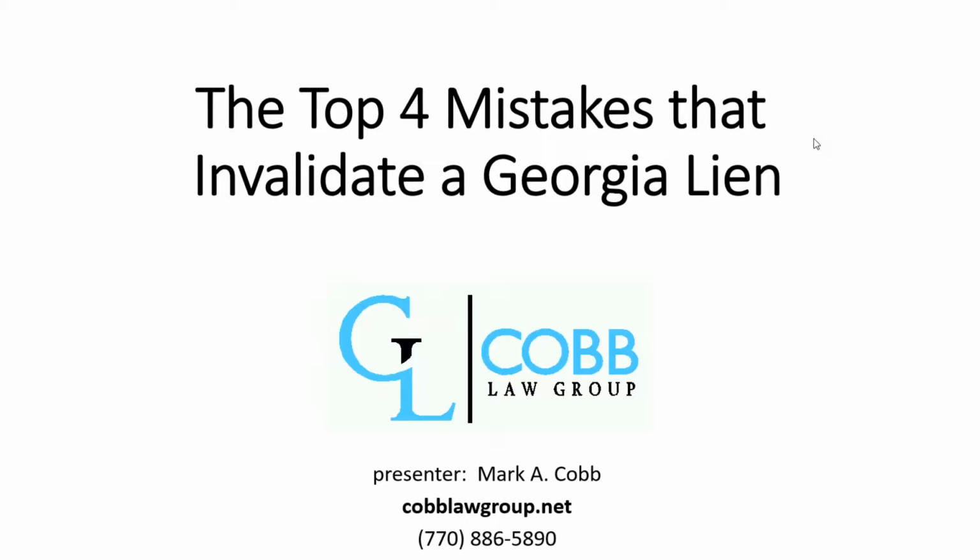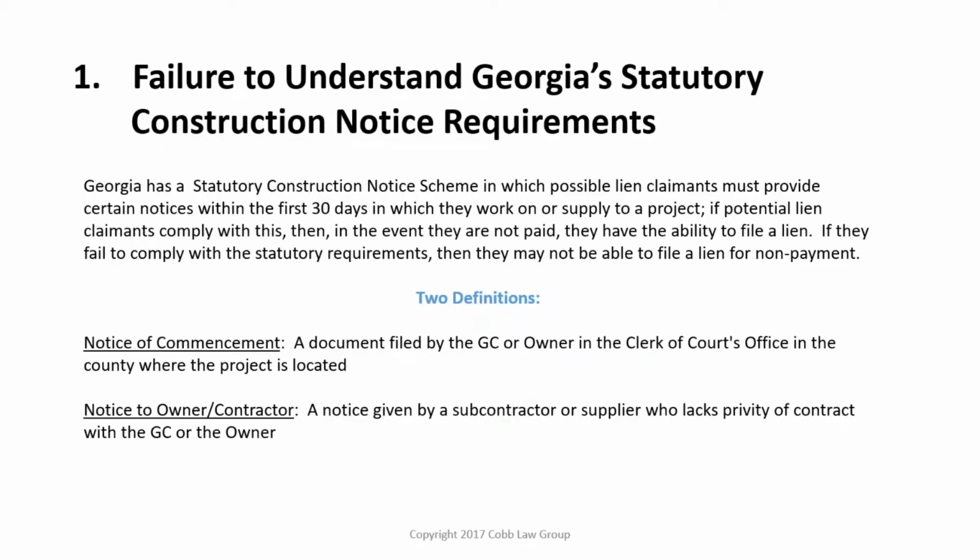The very first mistake that I've identified is the failure to understand Georgia's statutory construction notice requirements. Basically, in Georgia, certain claimants or potential claimants have to send a notice to owner or notice to contractor at the beginning of a project. So 2 quick definitions that we want to cover are a notice of commencement and then what is a notice to owner, notice to contractor.